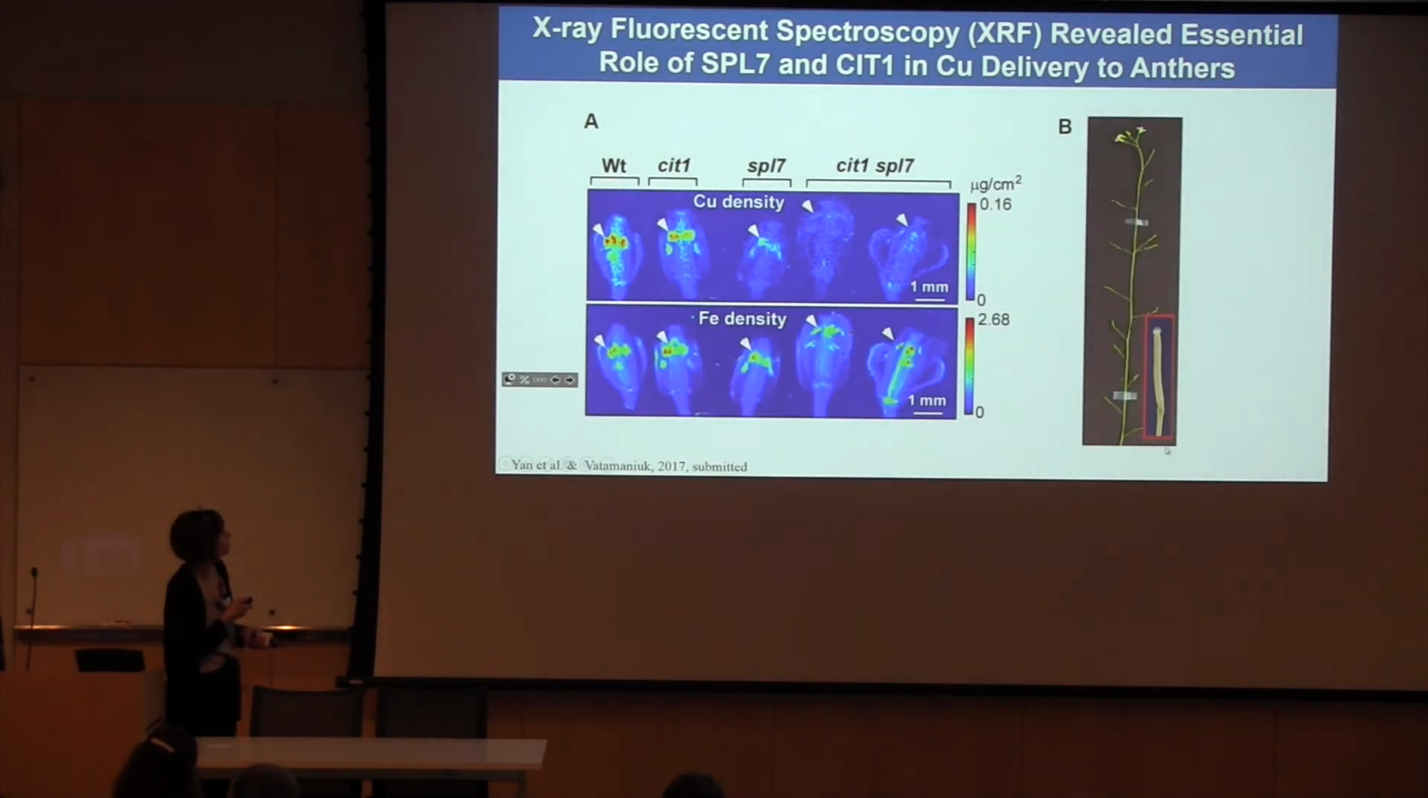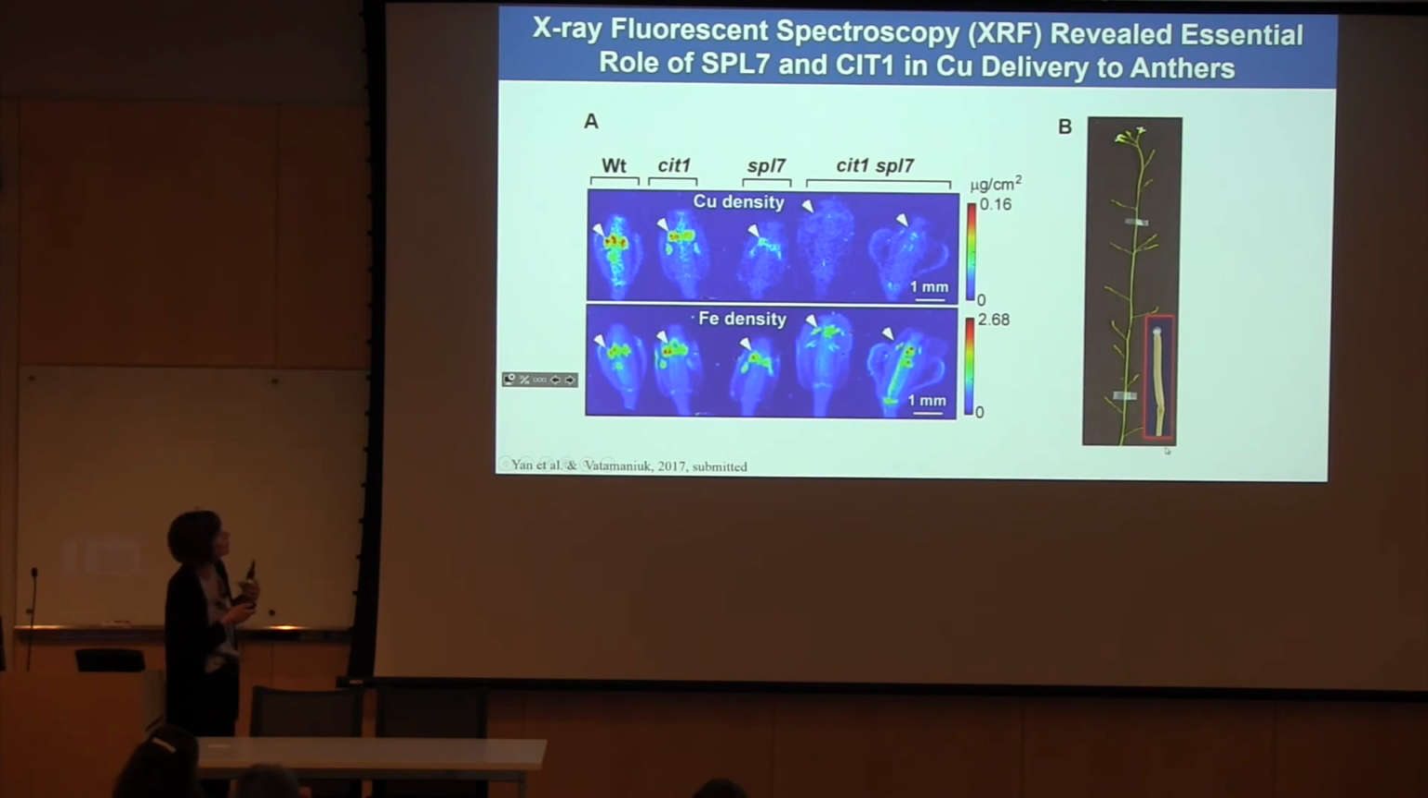Then we also looked for other elements. We looked for iron, and it's a long story why we looked for iron, but it was very important to us to show that it's actually just copper, it's not iron. And that's what we are seeing here, that iron is not statistically significant, basically.